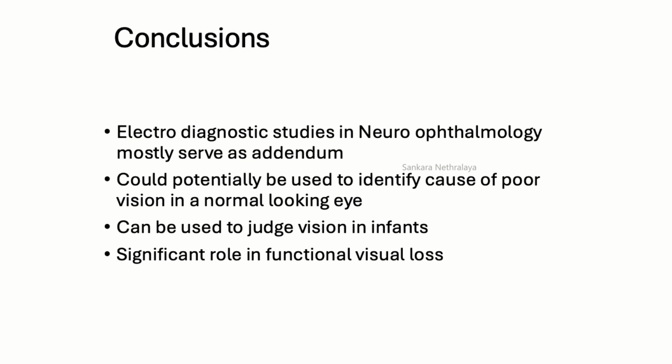So in conclusion, electrodiagnostic studies mostly serve as an addendum, but they can be diagnostic. Potentially they can identify causes of poor vision in a normal looking eye. Can be used to judge vision in infants. In fact, there are some studies which have shown that using various check sizes, you can judge how much the visual acuity is, equate it with the Snellen's visual acuity chart. Okay. And it's got a significant role in functional vision loss.